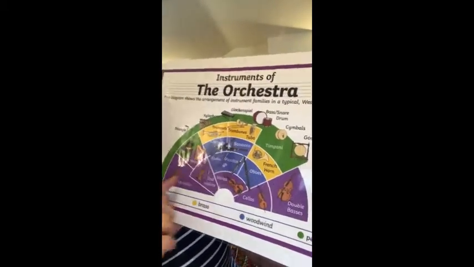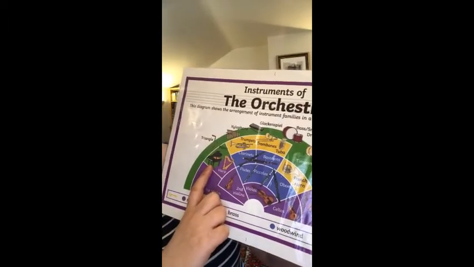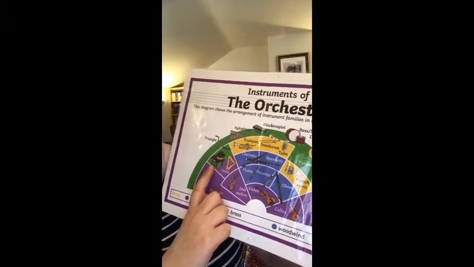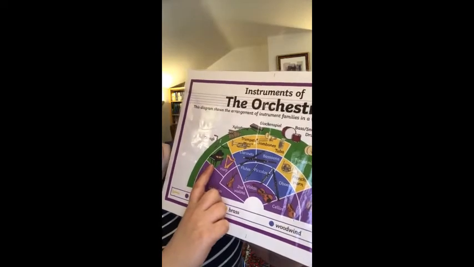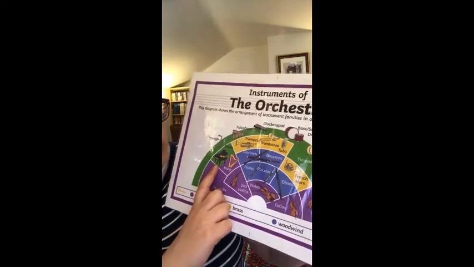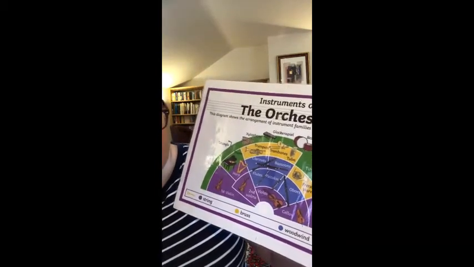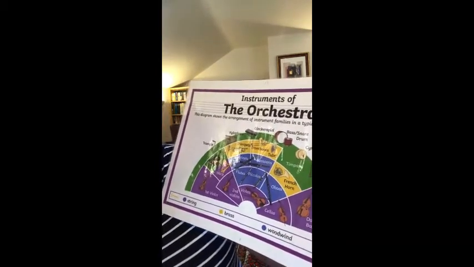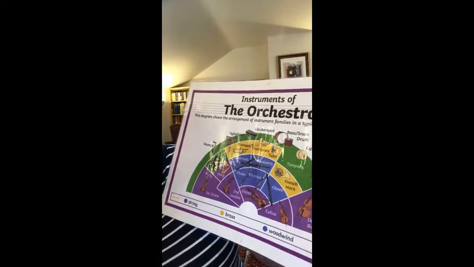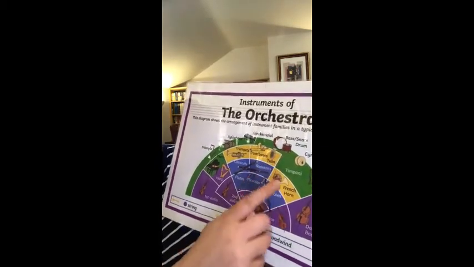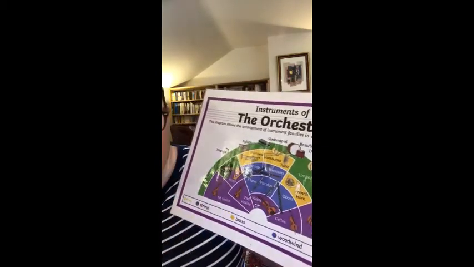And you can see that we have the piano hidden in there, and that is percussion. That's part of the tuned percussion, where they can play more than one note. So things like the glockenspiel and the xylophone are tuned percussion as well. And then you'll have your untuned percussion, which are things like your drum, your cymbal and your triangle, where they can only play one note.